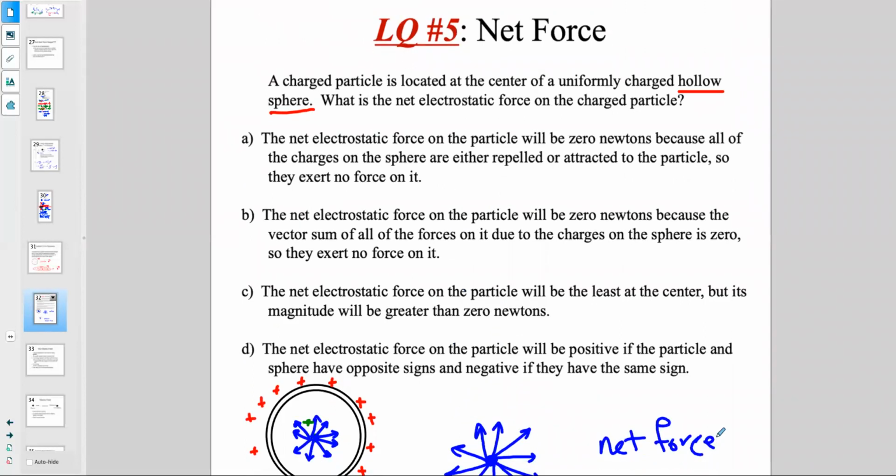So the net electrostatic force on the particle will be 0 newtons because all the charges in the sphere either repel or attract the particle, so they exert no net force on it. So A is correct.